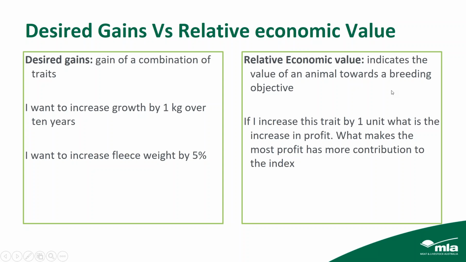With a relative economic value index, it indicates the value of an animal towards a breeding objective. So if we increase a trait by 1 unit, what is our increase in profit? And then what makes the most profit has the biggest contribution to that index. As I said before, we can actually have indexes where we have a combination of both. Our maternal indexes were developed using relative economic values through Sheep Object, which is the program that helps manage all that information. Because from survey answers, our producers, our breeders told us that they wanted to maintain adult weight, we then put extra pressure on adult weight because we wanted to have a desired response coming out the other end. So we maintained our adult weight at a level of 0.